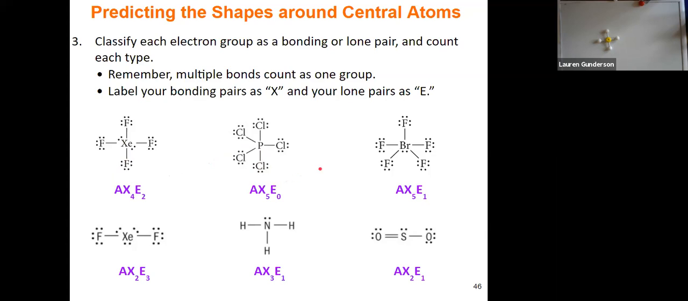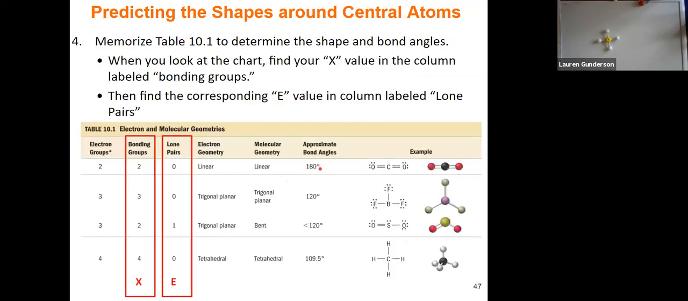Okay? Now you're going to take that, and then you're going to bring it over to table 10.1, which you have to have memorized. And you're going to determine the shape and the bond angles of each of your drawings. Okay? So when you look at the chart, your X value corresponds to the bonding group. Your E value corresponds to the lone pair number. So if you have an AX3E0, that's a trigonal planar molecular geometry. If you have an AX2E1, that's trigonal planar bent molecular geometry.